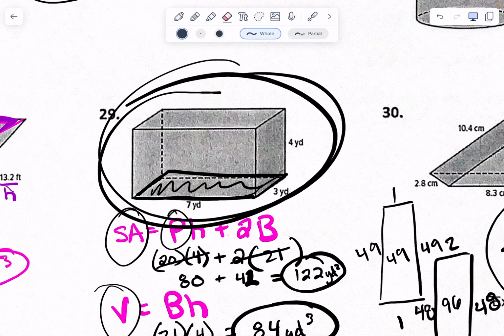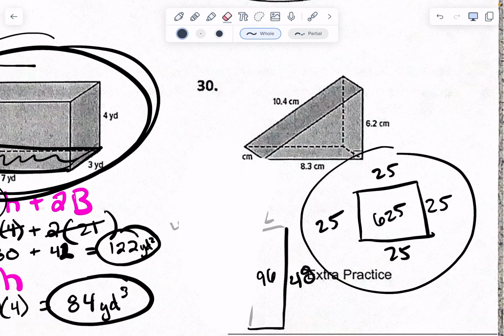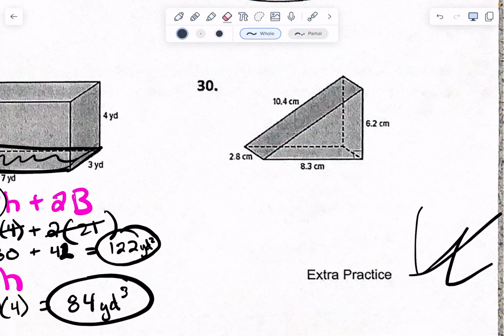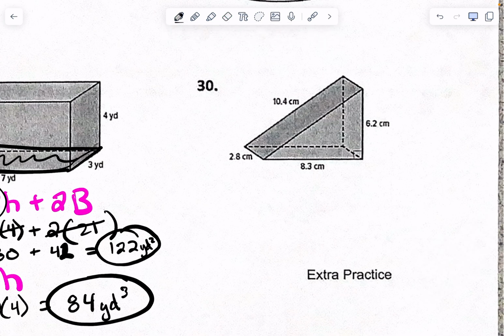All right, moving on. 30, what is 30's shape? This is going to be the hardest one probably. This is a triangular prism. What are the bases? The triangles. This is not sitting on its base. The bases are the front and the back.